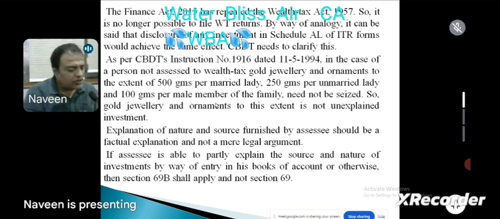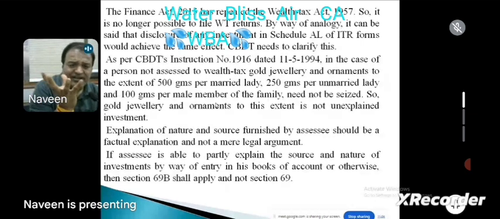Basically, what are they telling? You have filed wealth tax, you have not filed wealth tax. So when there is a search, if you have filed wealth tax, they will accept nothing. Those who have not filed wealth tax, they are telling, I will also accept some portion. How much? 500 grams per married lady, 250 grams for unmarried lady, 100 grams for male member. To this extent, the gold jewelry and ornaments are not unexplained investment.